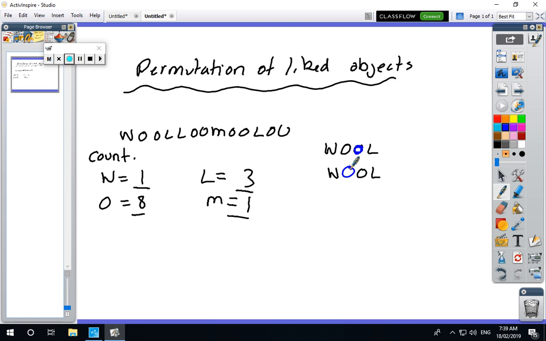So the number of permutations of n objects, of all the objects we have, when we have ones that are alike, we have a special formula for. The formula is n factorial, which is how many we have in total. In this case we have 1, 2, 3, 4, 5, 6, 7, 8, 9, 10, 11, 12, 13. So n equals 13.